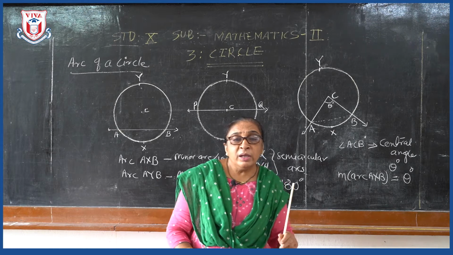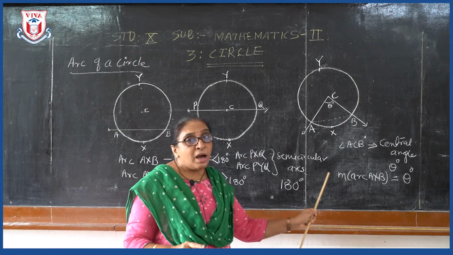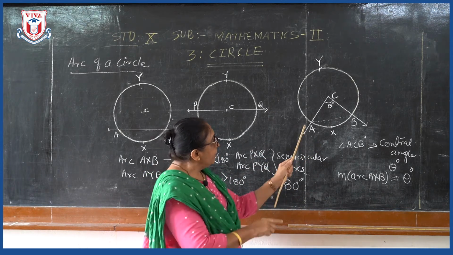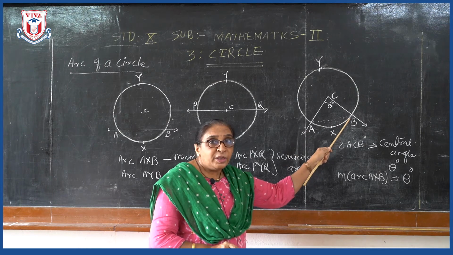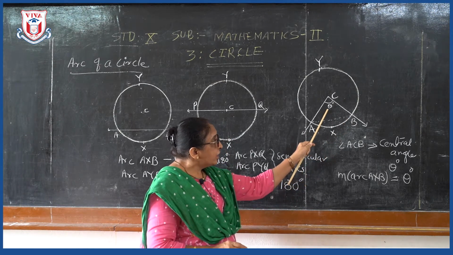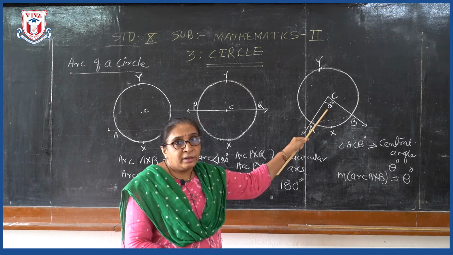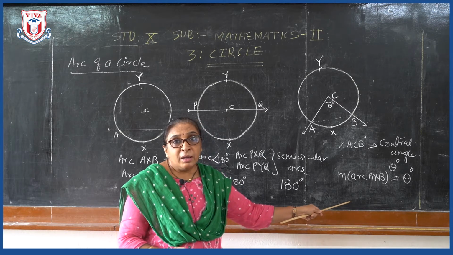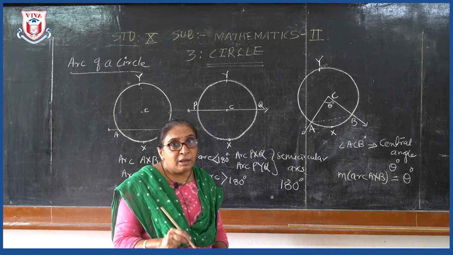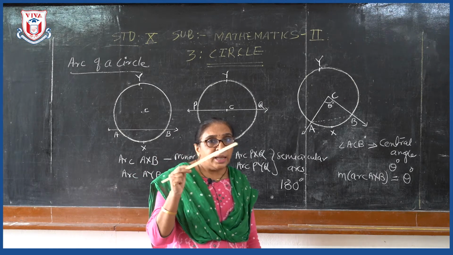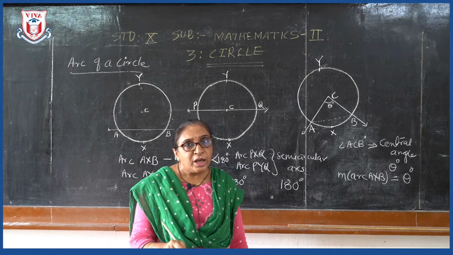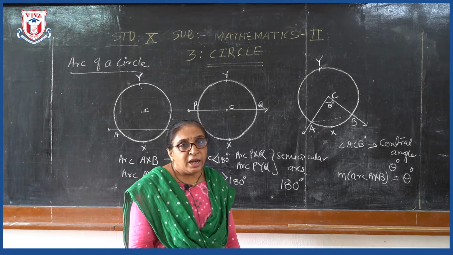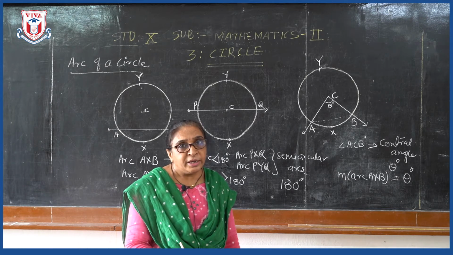So, you have to remember those measures of the arc also. The important property here is that the measurement of the minor arc is always equal to the measure of its corresponding central angle. Okay? So, remember those properties of the measures of the arcs. Measurement of minor arc is less than 180 degree, measurement of major arc is greater than 180 degree, measure of the circle is 360 degree, and measure of semicircle is 180 degree.